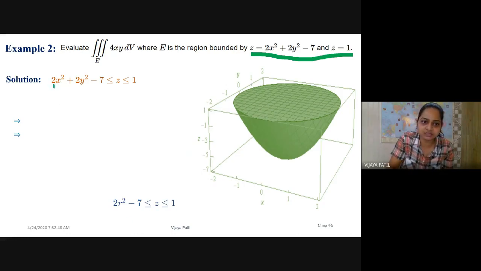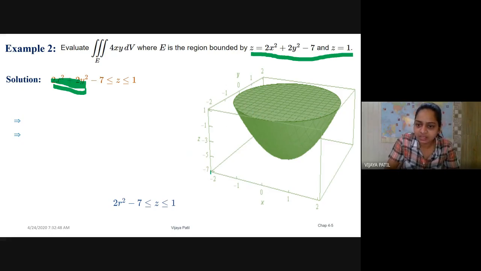So just as per the previous, we have replaced x square plus y square as r square, and this is 2r square minus 7, and this is the limit for z: 2r square minus 7 less than or equal to z less than or equal to 1. So z will move between these two only. The lower end is this paraboloid, and the upper end is on z equals 1.